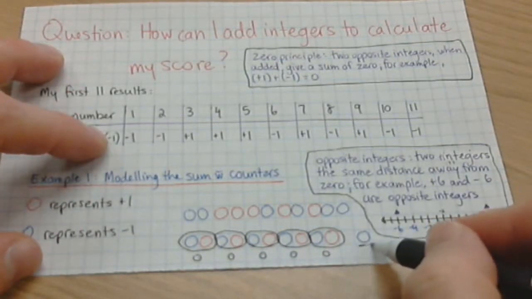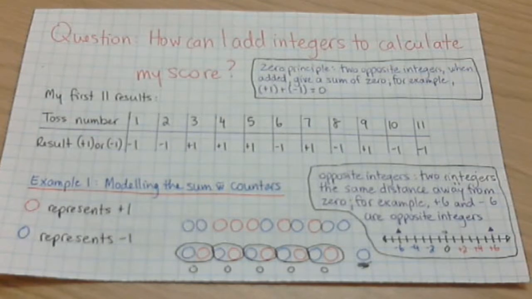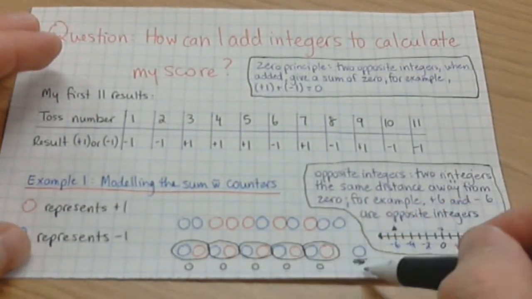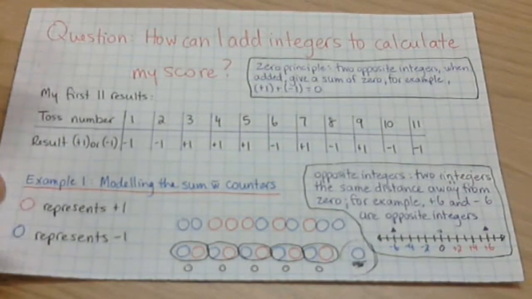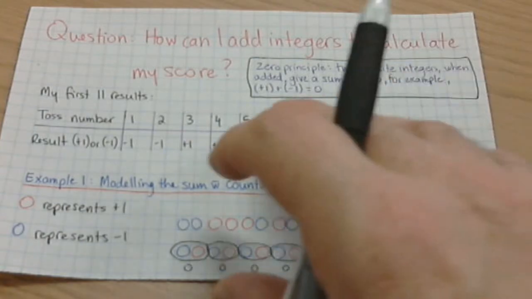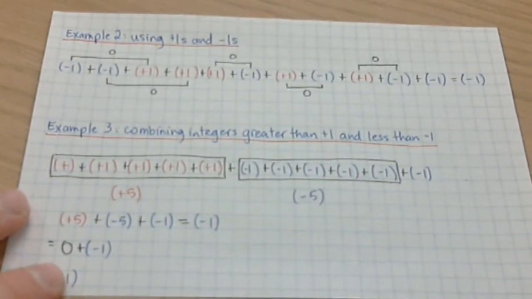What I have left is this one blue one that doesn't have a pair. So very quickly I can see that if I add them all up and make my zero pairs, the overall score is negative 1. So that's one way to use the zero principle: canceling out a red and a blue to find out what it's going to equal in the end. Okay, let's go through a couple of other examples of using a form of the zero principle.